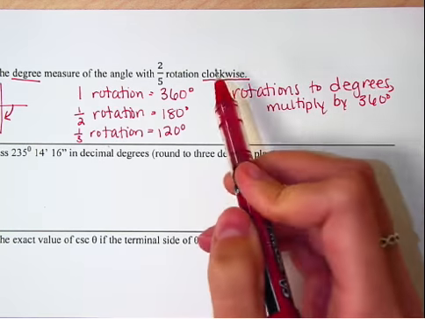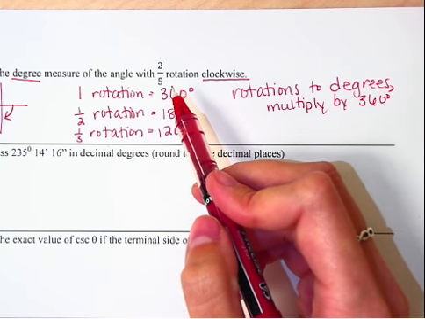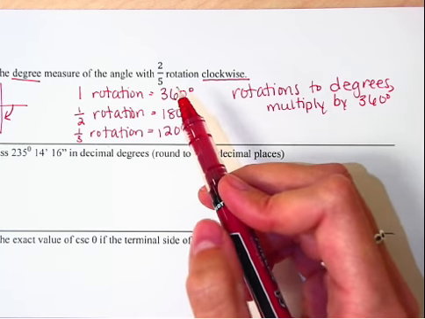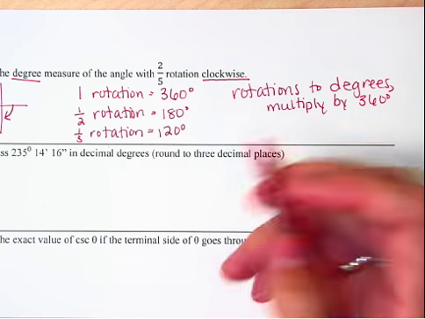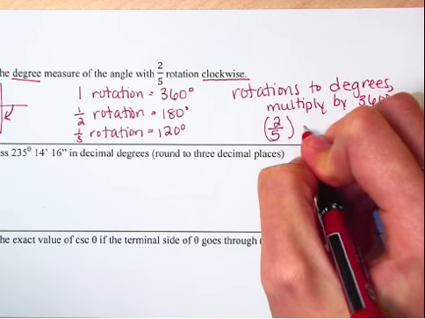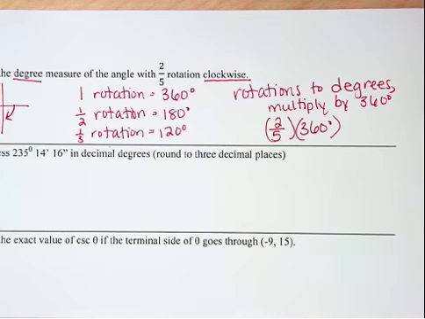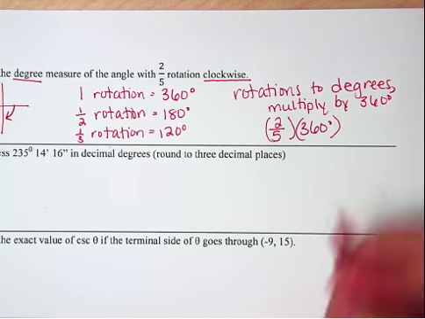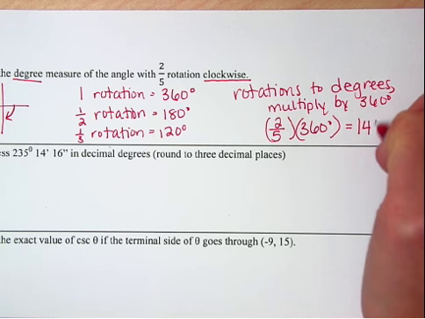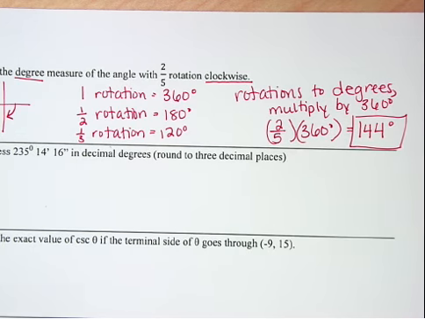Why? We say this is 2/5 of a full rotation, 2/5 of 360 degrees. And of usually means multiply. So we take 2/5 and multiply by 360. We get a degree measure of 144 degrees. And we can stop there. That's it.